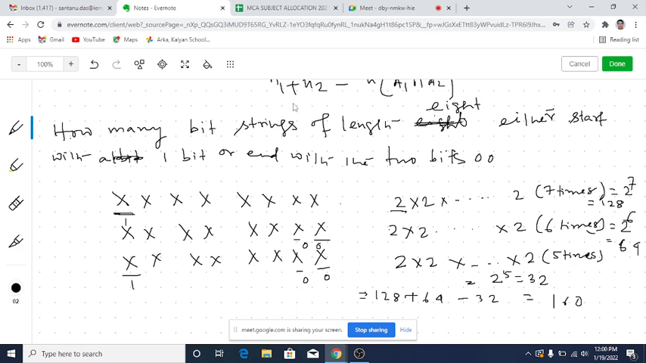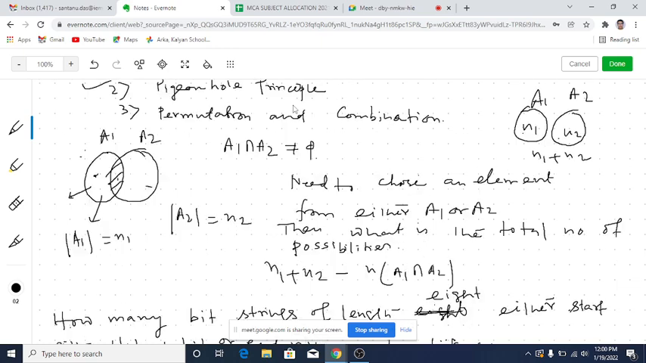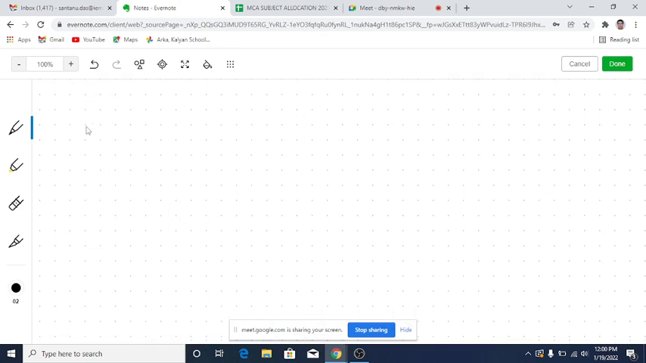Is it fine? Is it clear to all? Yes, sir. Yes, sir. Then I am moving to the pigeonhole principle.